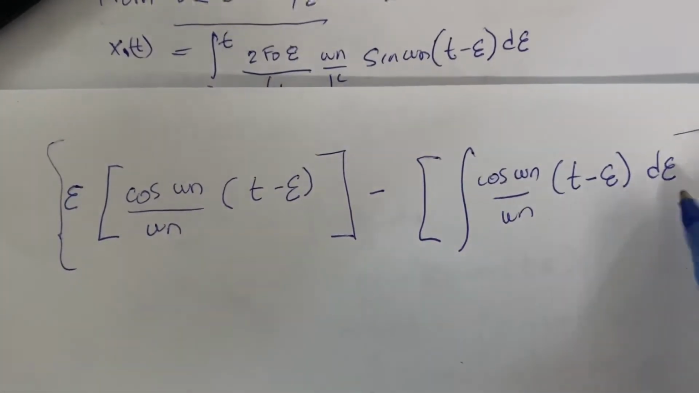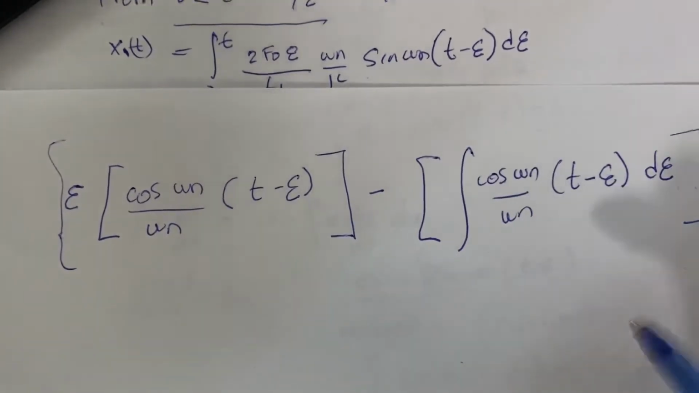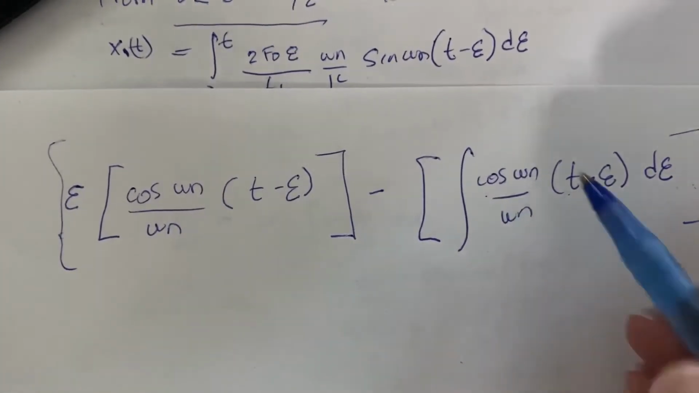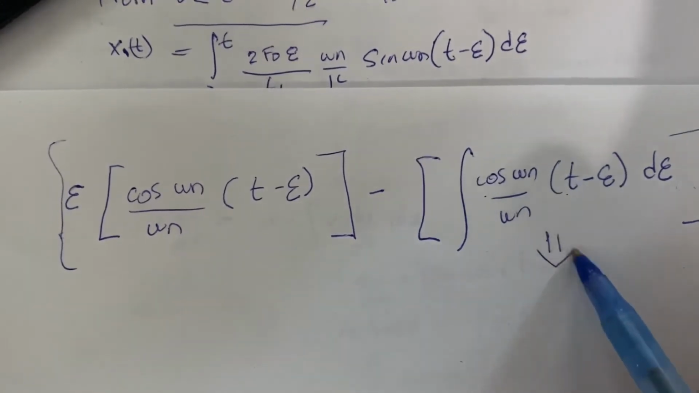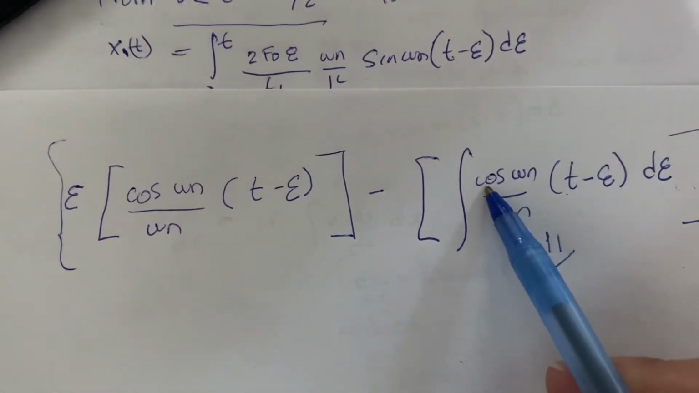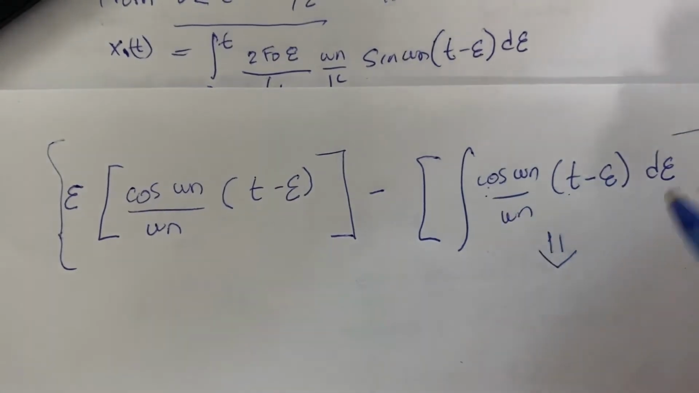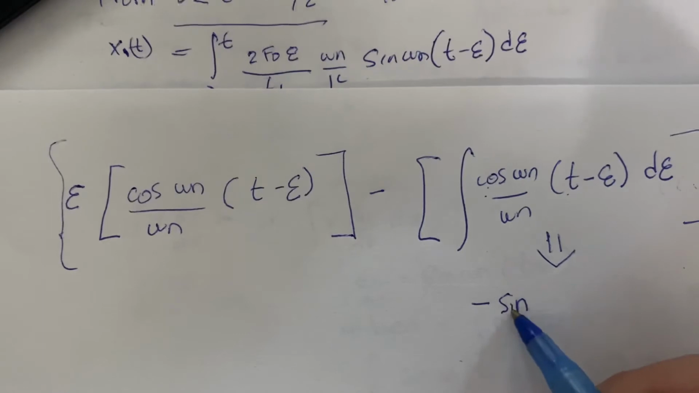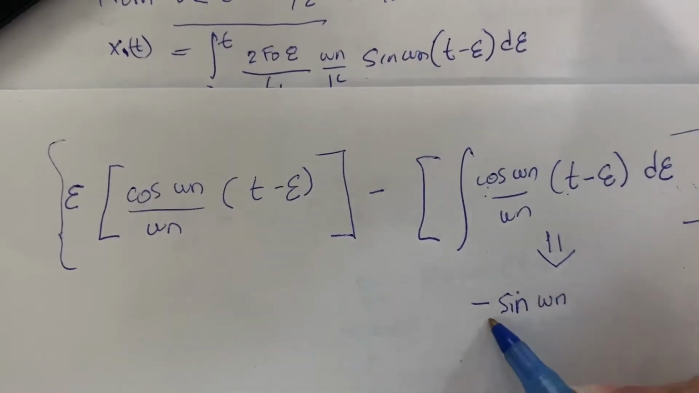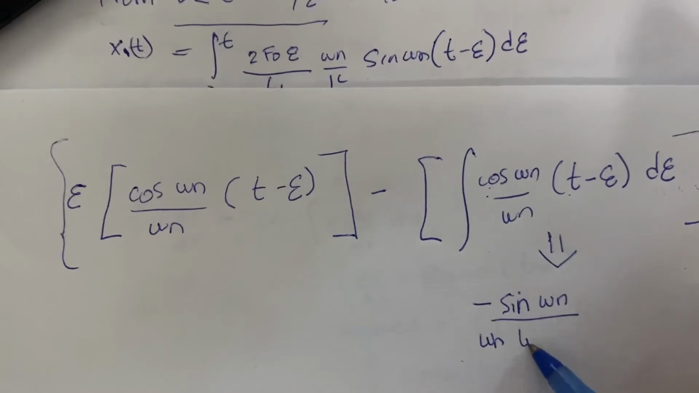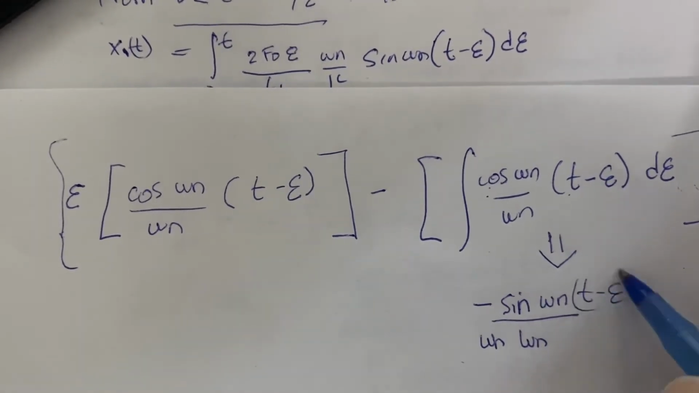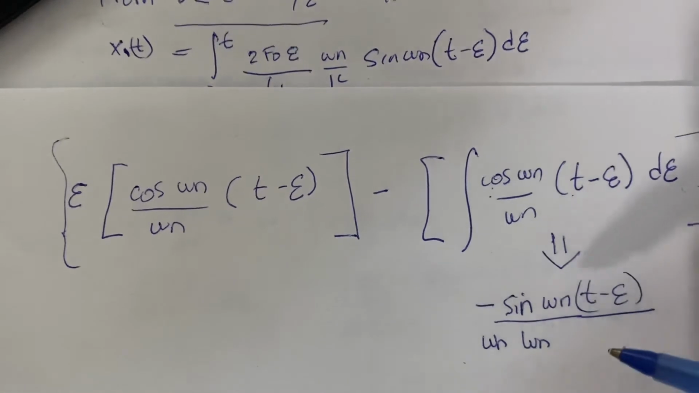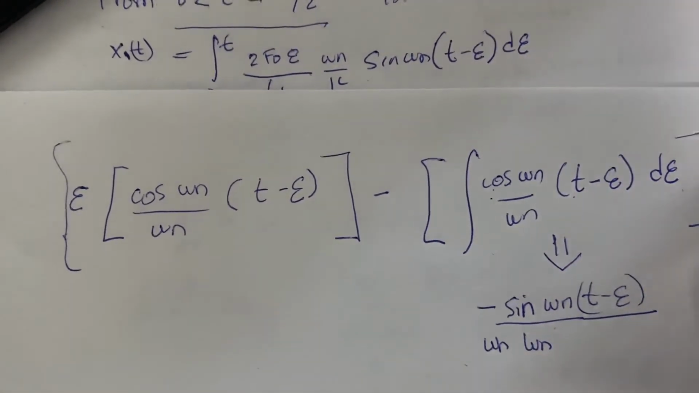Okay, so first let's now solve this part. And in this part, notice again, if you use u substitution, you're going to find that the integral of cosine is going to give you minus sine wn over wn, and there is another wn here, t minus epsilon. Okay, that's the result of this integral using the u substitution here. Now we have to solve all of these, so let's just put this all together.